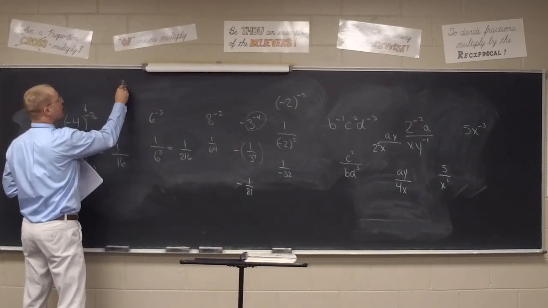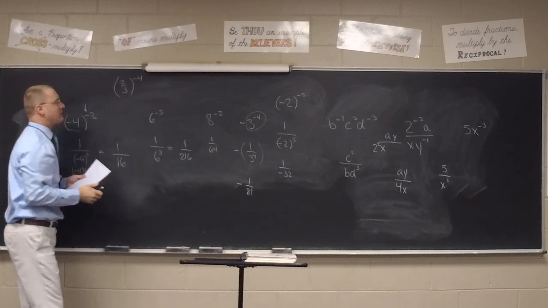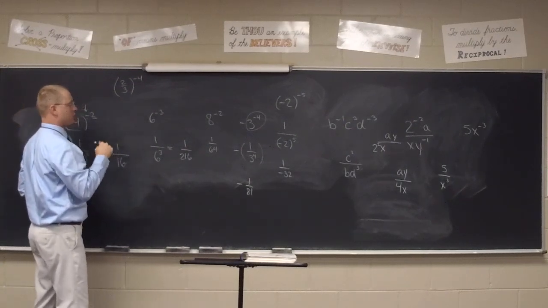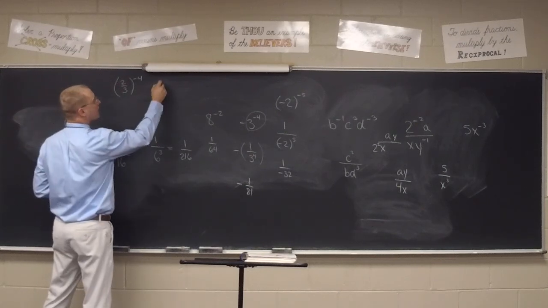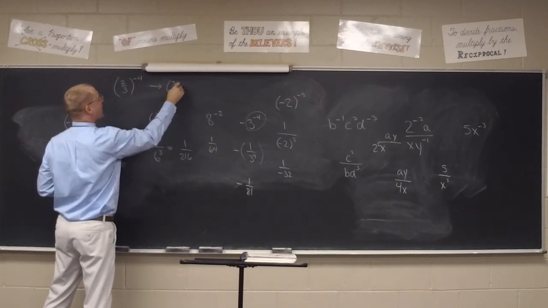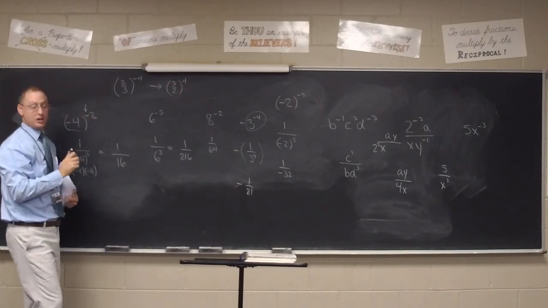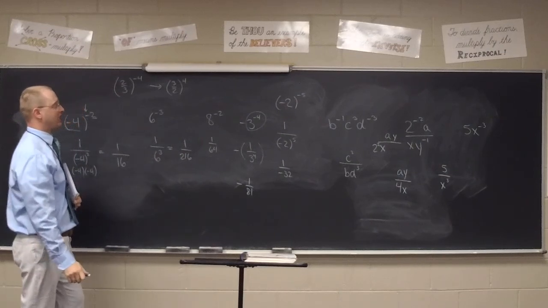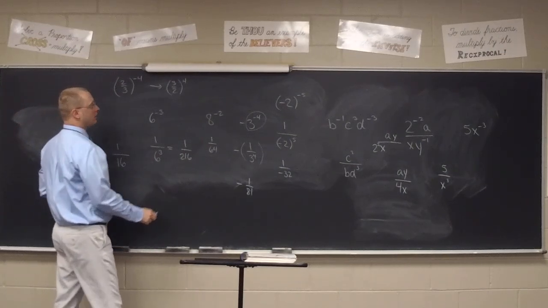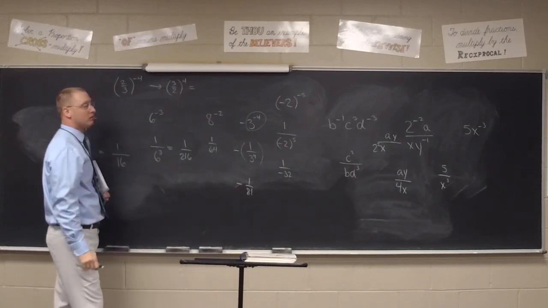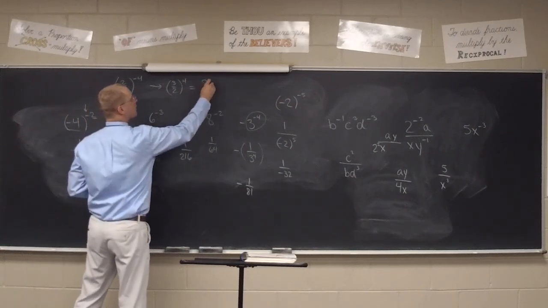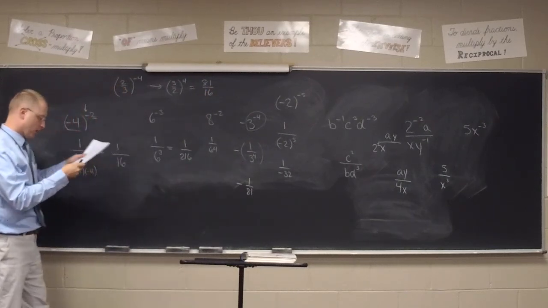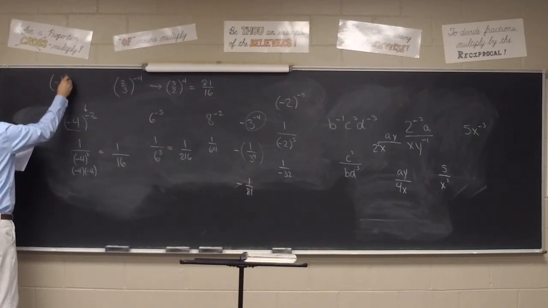How about this one? 2/3 to the negative fourth. What does this literally mean? The reciprocal of 2/3 to the fourth, which would be 3 halves to the fourth. Do it very quickly. I'll let you go in just a second. 81 over 16. Right.